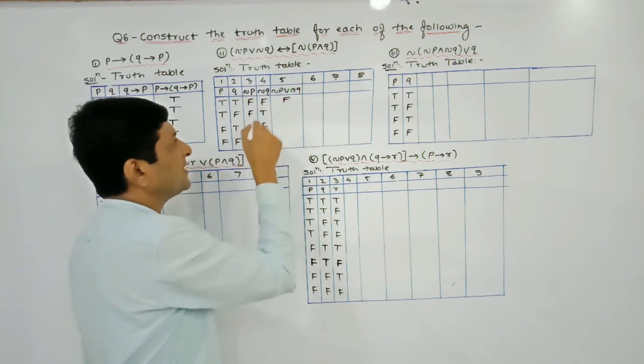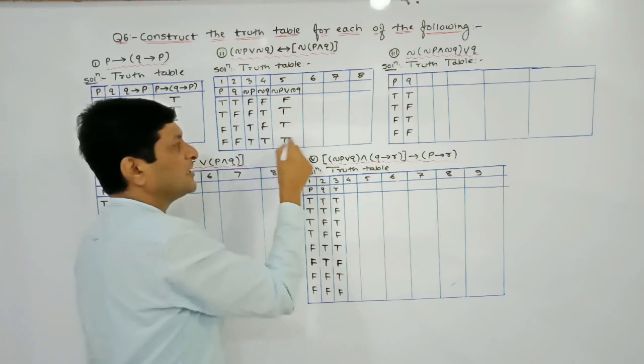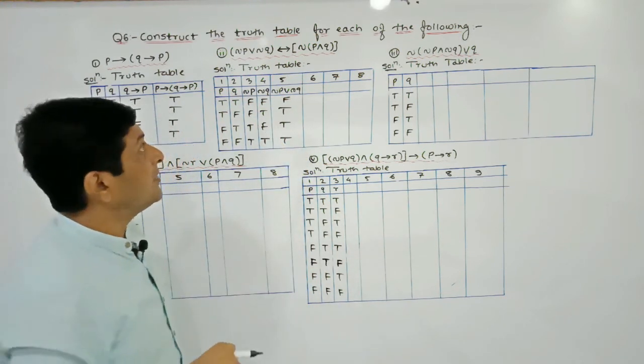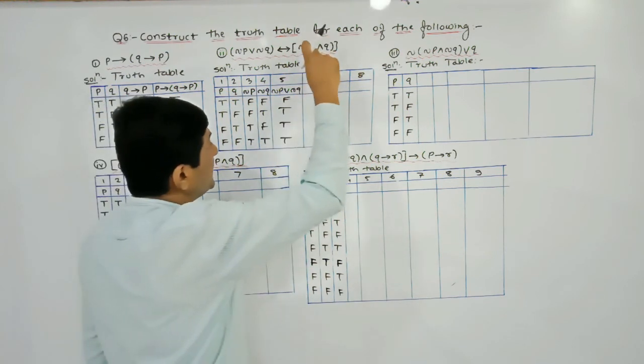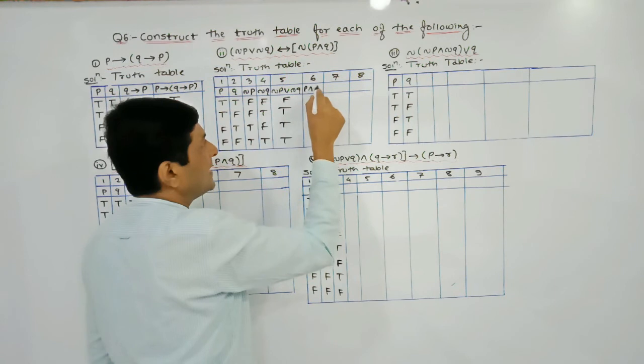So one statement is true, here true, true, true appears, and we know that OR will be true if at least one statement is true. Now find out first P and Q and later on its negation. So first we are finding P and Q.